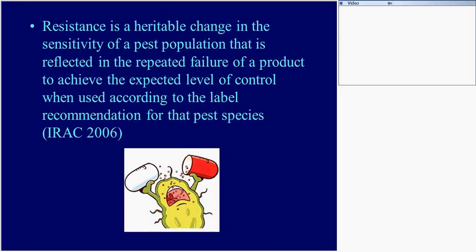Resistance is a heritable change in the sensitivity of a pest population that is reflected in the repeated failure of a product to achieve the expected level of control when used according to the label recommendation for that pest species. This is a definition put together by the Insecticide Resistance Action Committee, which is an industry group dealing with insecticide resistance issues. And this is basically how scientists say that resistance is when the product does not work anymore.